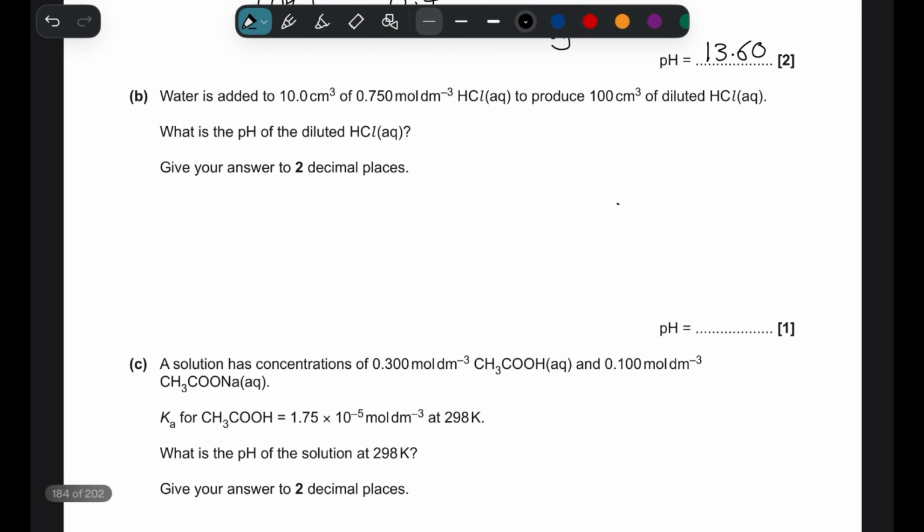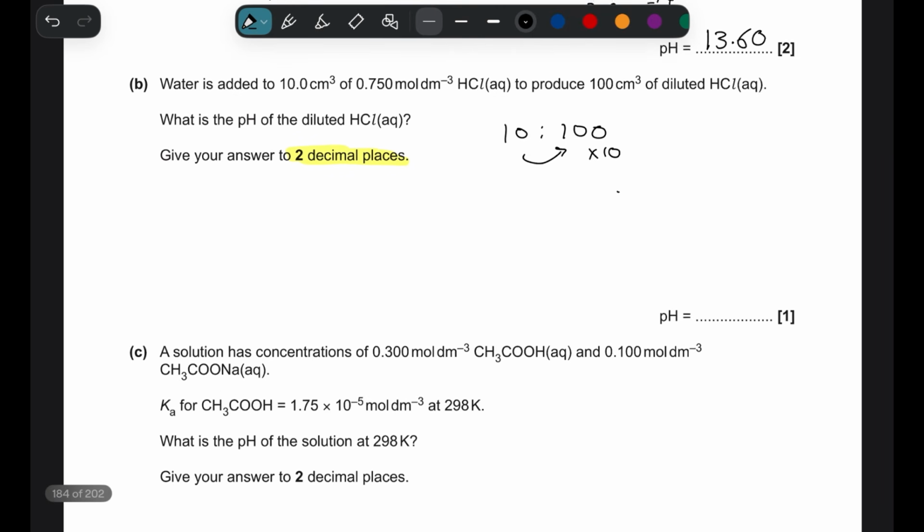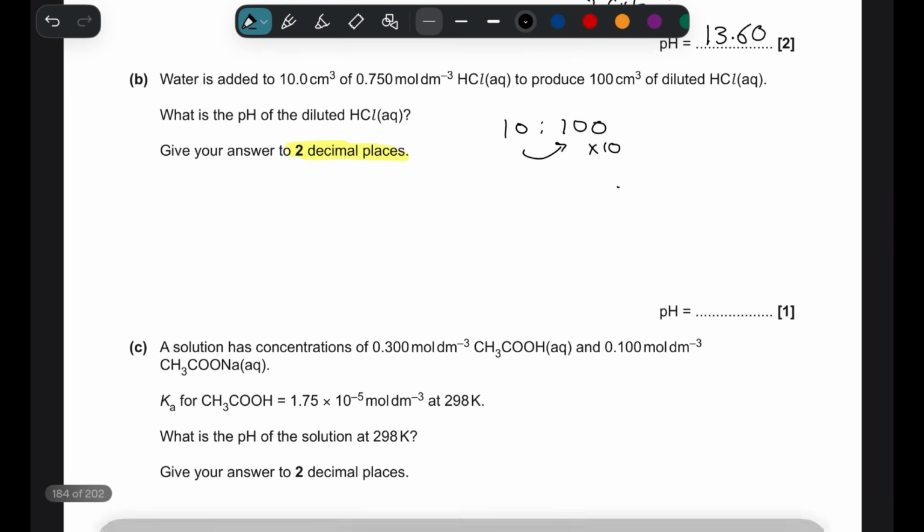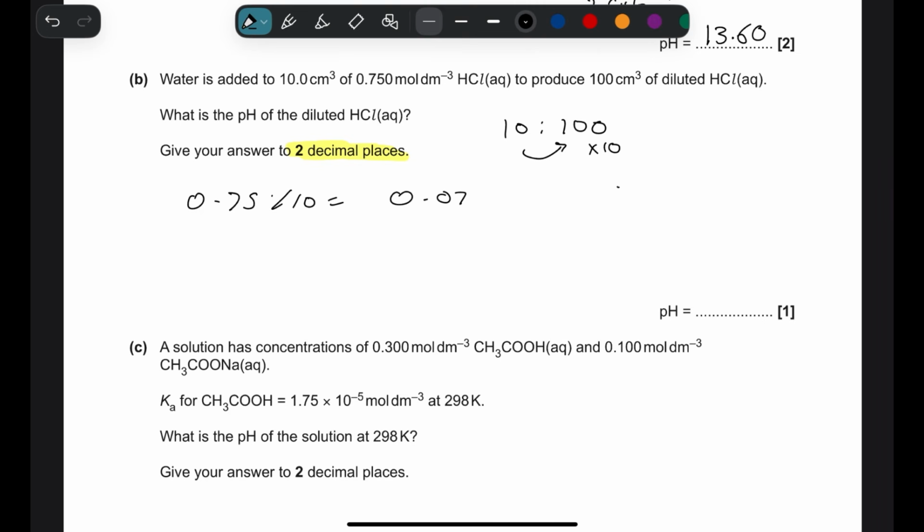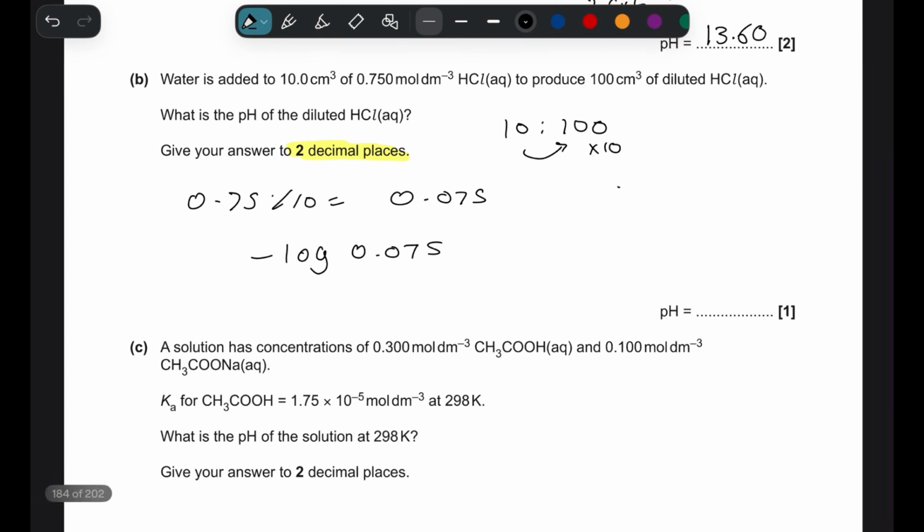Now they're asking what's the pH of a diluted HCl, and I always look at the decimal places. 2 decimal places will tell us how much we want to give our answer to. I can see the change in the volume is by a factor of times 10, which means the concentration is going to go down by a factor of 10. That's just what you need to know. So I'm going to do 0.75 divided by 10. We get 0.075. Then I'm happy to do the minus log of 0.075, and that should give us our answer. Doing that, we get a pH of 1.12 to 2 decimal places.